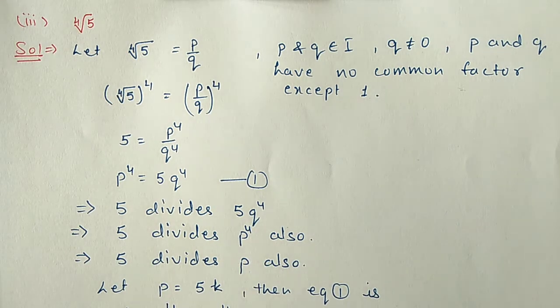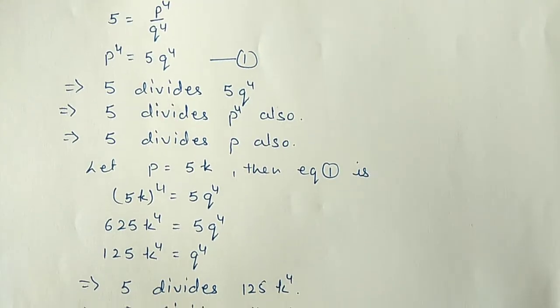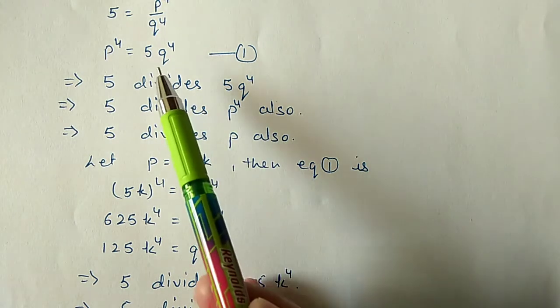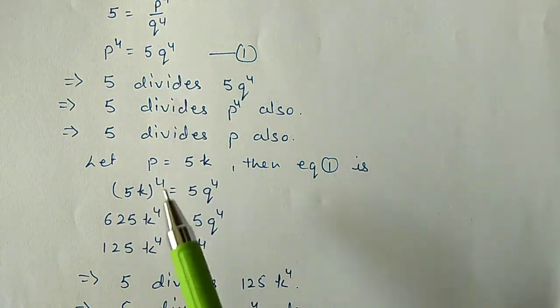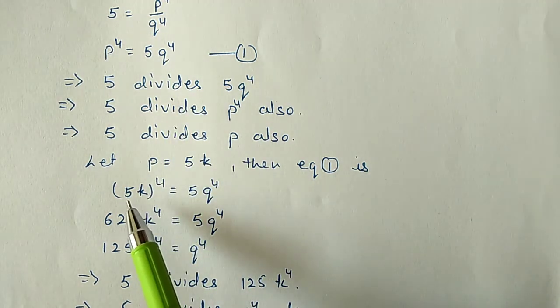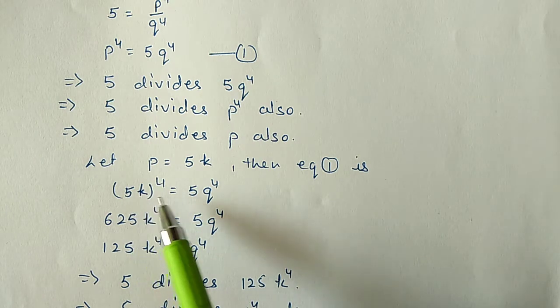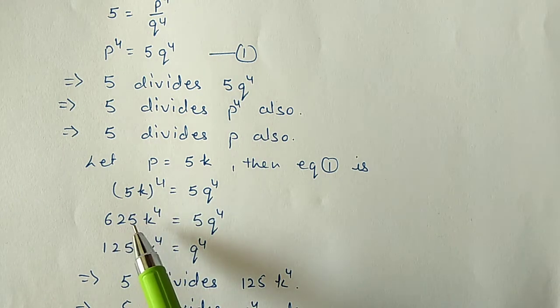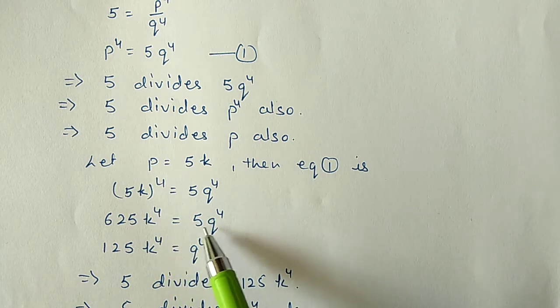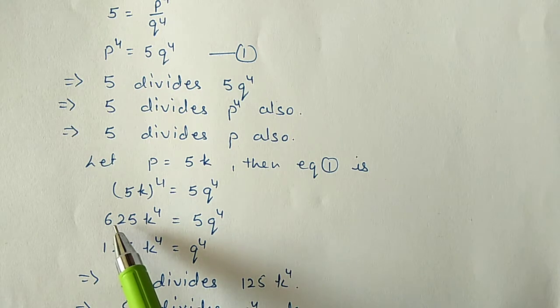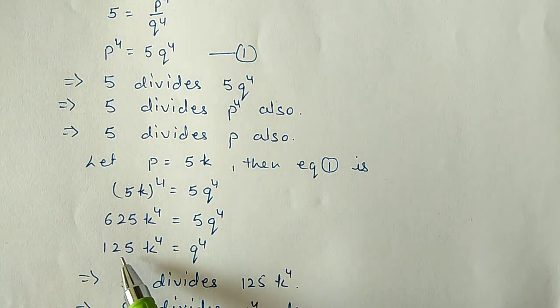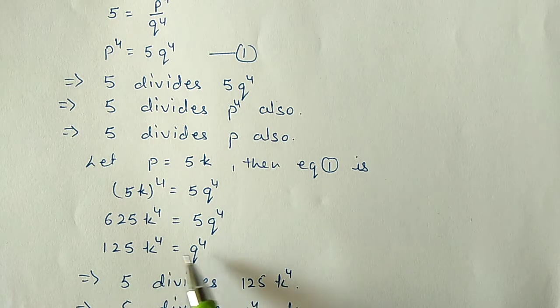So now we can take, let p is equal to 5k. Any other alphabet we can take here, and that value we will substitute in the first equation. In place of p, when we keep 5k, we will get 625k to the power 4 is equal to 5q to the power 4. From 5 you can cancel out 625, it will go 125 times, and we will get 125k to the power 4 is equal to q to the power 4.